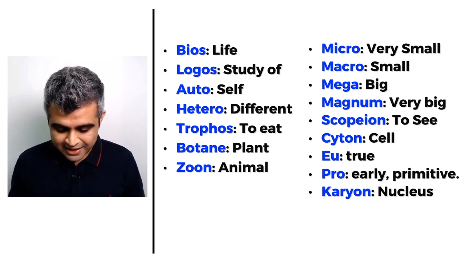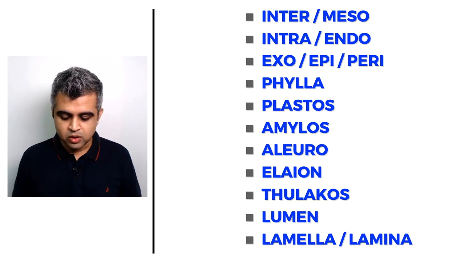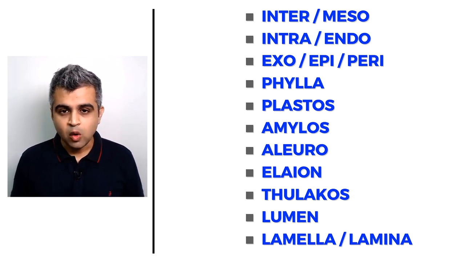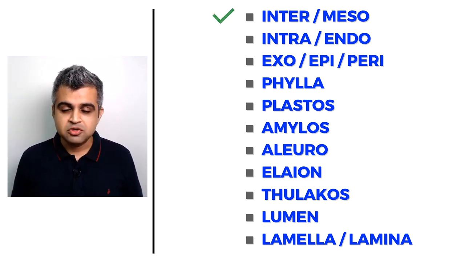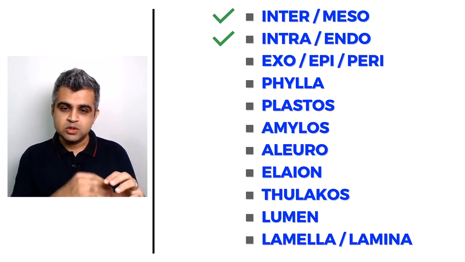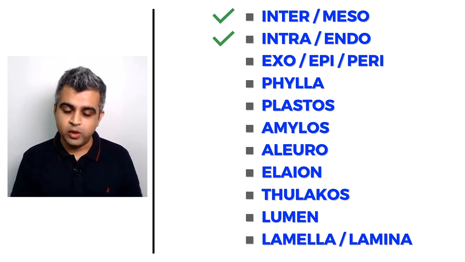When we were speaking about plastids in lecture number 5, we also saw these words. Inter or meso means in between, intra or endo means inside, exo, epi, peri, extra mean outside. Exo or extra simply means outside, epi means outside and above, peri means outside and surrounding.